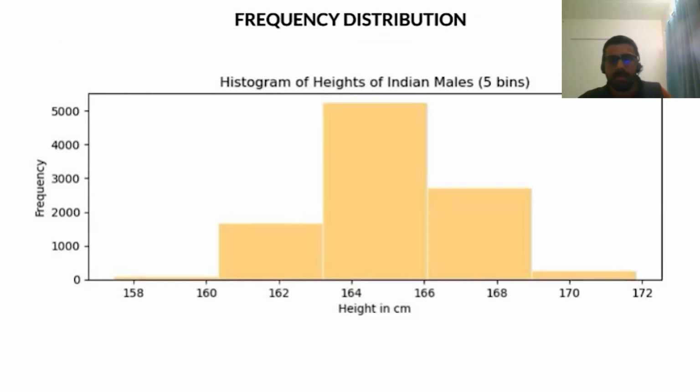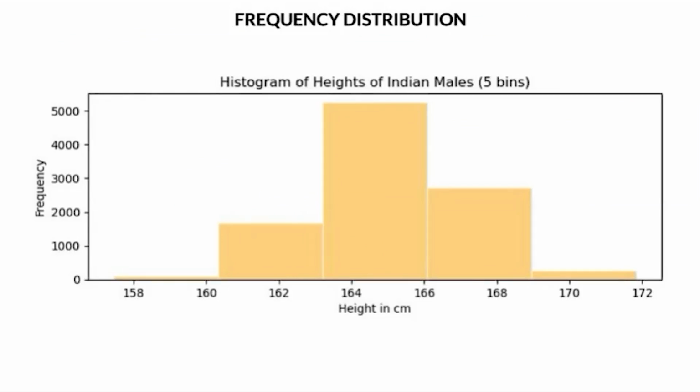So we took the 10,000 people height data set, and we used Python's Seaborn library to build a histogram. There is a parameter where you can set the number of bins. Suppose we divide the data into 5 bins. This is the kind of data that you're going to get, right? Here you can see 158 to 160, almost nobody, maybe 100 people out of 10,000. Similarly, 170 to 172 also very few.